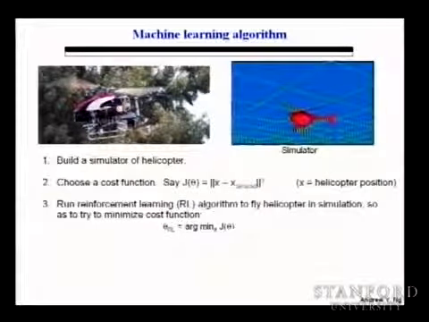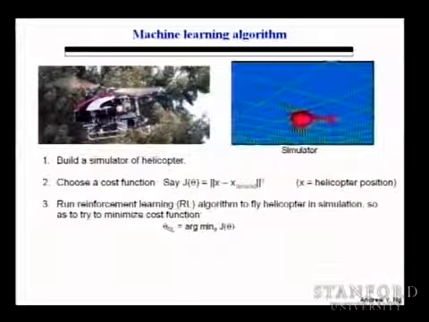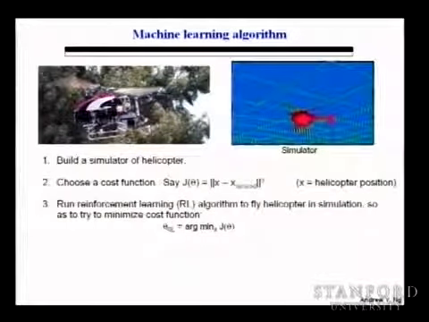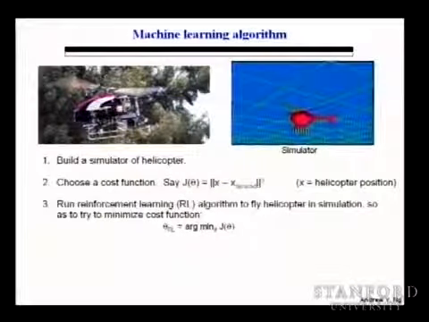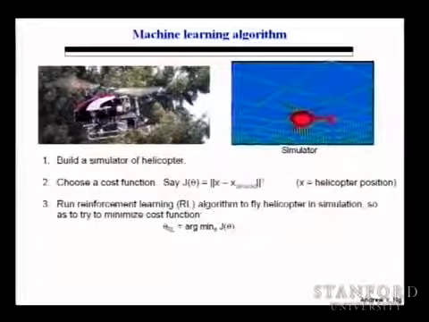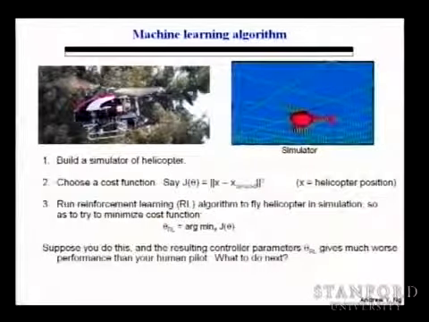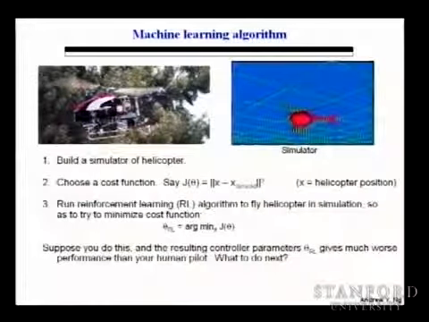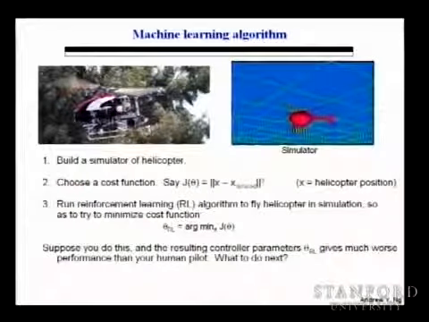And then we run a reinforcement learning algorithm. You'll learn about RL algorithms in a few weeks. You run a reinforcement learning algorithm in your simulator to try to minimize this cost function, to minimize the squared error of how well you're controlling your helicopter's position. Your reinforcement learning algorithm will output some parameters, which I'm denoting theta subscript RL, and you then use that to fly your helicopter. So suppose you run this learning algorithm, and you get out a set of controller parameters, theta subscript RL, that gives much worse performance than a human pilot.